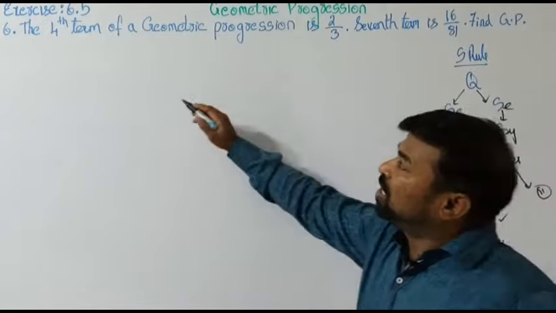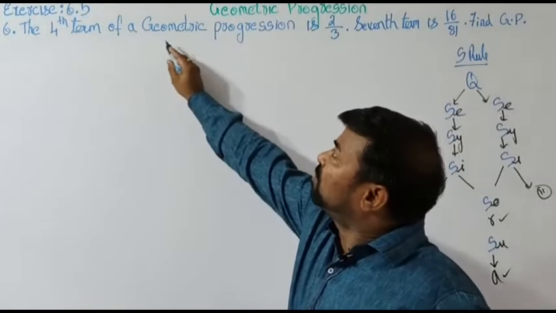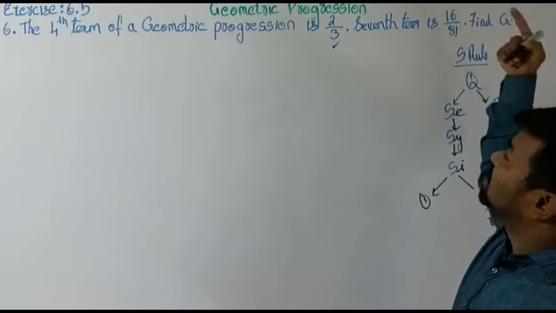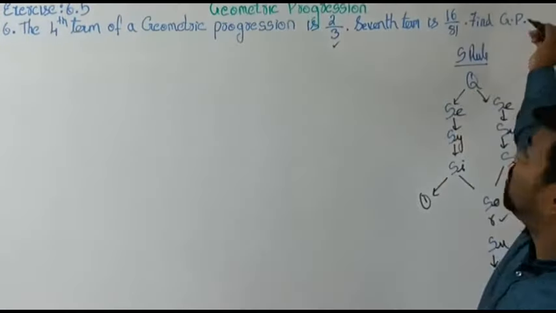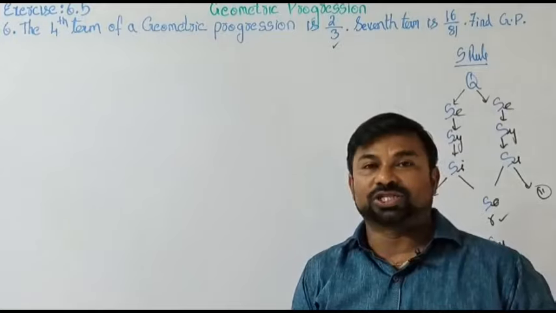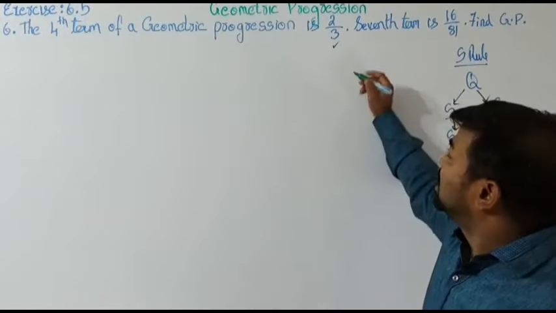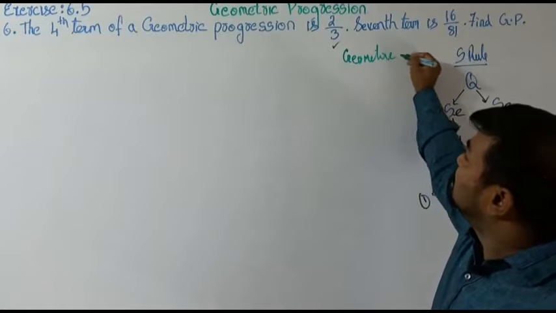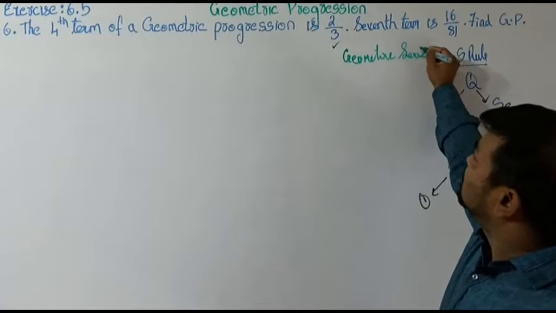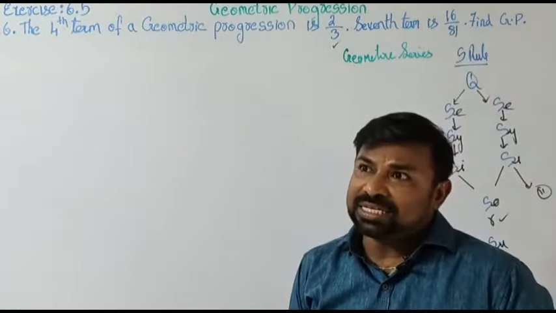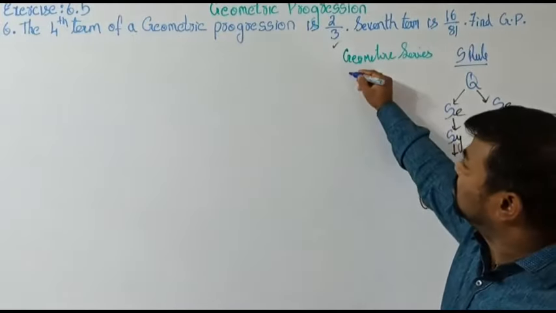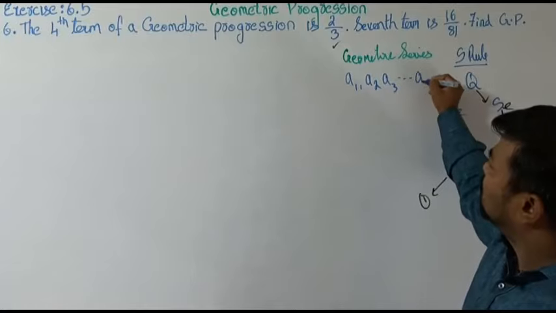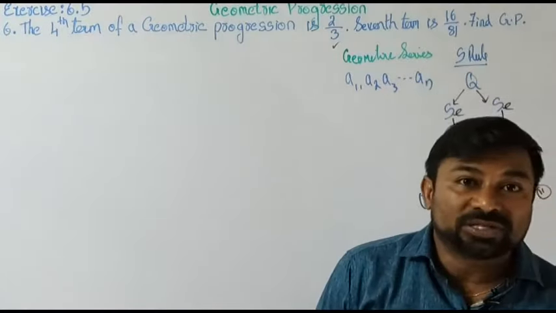Now, what is being asked? The fourth term of a GP is 2 by 3 and the seventh term is 16 by 81. Find the GP. That is the question. So what's the GP? It's nothing but the geometric progression, the geometric series, the entire series we want. The entire series means the terms A1, A2, A3 and so on up to AN, which is nothing but the geometric series.